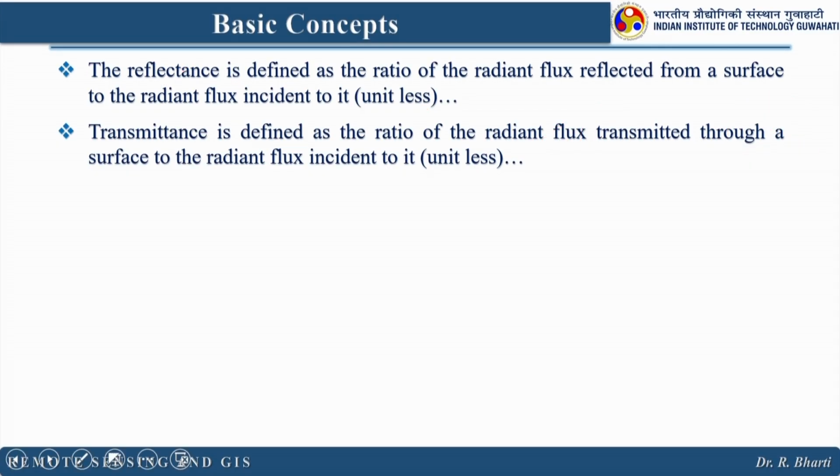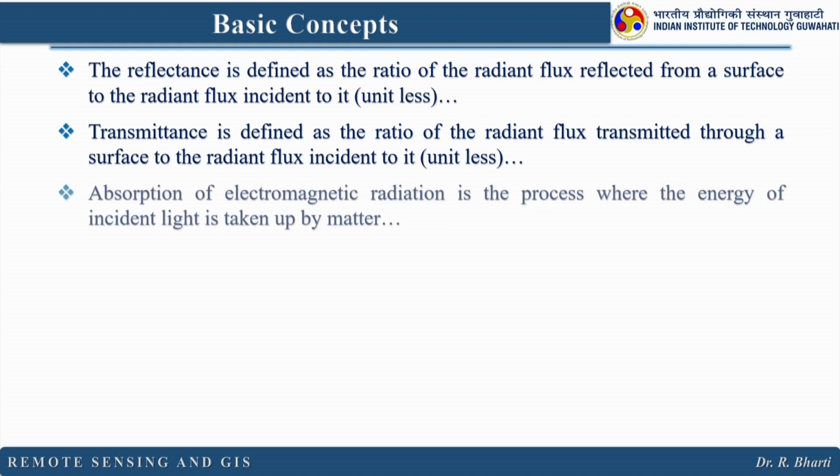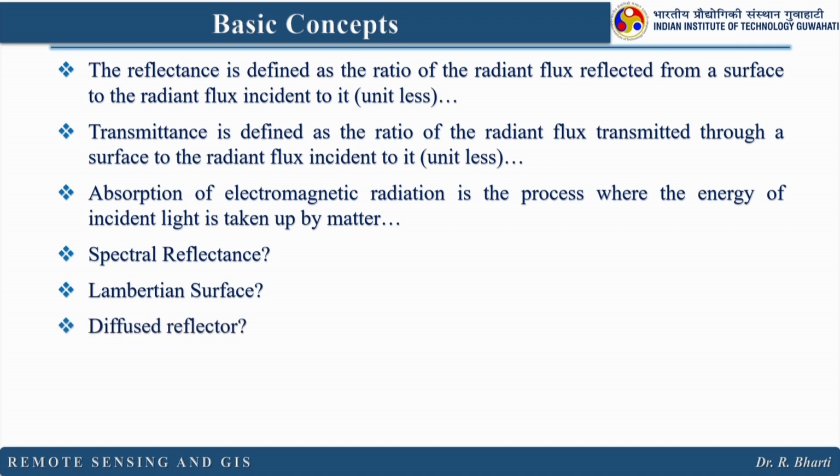Then the next one is transmittance, which is defined as the ratio of the radiant flux transmitted through a surface to the radiant flux incident on it, right. Then absorption of electromagnetic radiation is the process where the energy of incident light is taken up by the matter. Then there are a few concepts you need to understand: spectral reflectance, Lambertian surface, diffuse reflector. So first let us start with spectral reflectance.